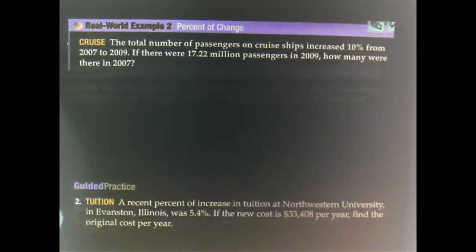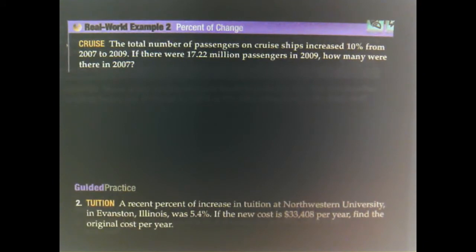Moving on to our next example, we have a word problem, a real-world example number 2, talking about percent of change. Here we have the total number of passengers on cruise ships increased 10% from 2007 to 2009. If there were 17.22 million passengers in 2009, how many were there in 2007? So, this one, what we really need to do is work backwards. I'm going to do this one much different than what your book has, and actually I've been doing everything much different than what your book has. I think it's just easier the way I do it.